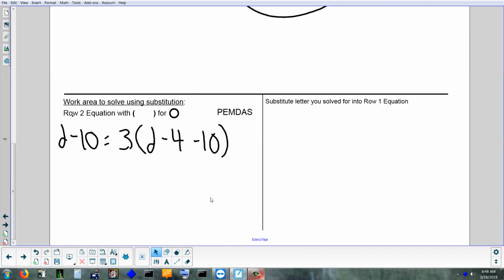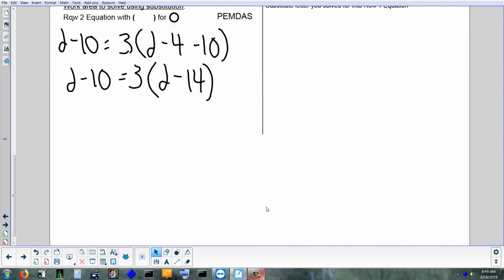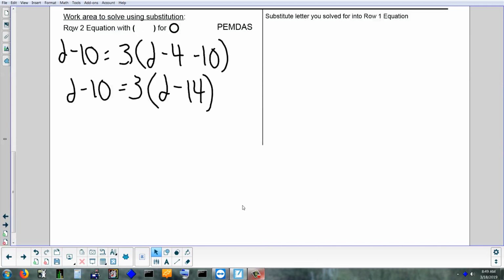Could you do -4 and -10? I can do -4 and -10. What do I get? I'm going to keep the sign and add those numbers together. -14. Bring my D down. Alright, what am I going to do now? I'll give you a hint. It has something to do with those parentheses. Distribute 3 to D and -14. Nice. I didn't do anything on this side.